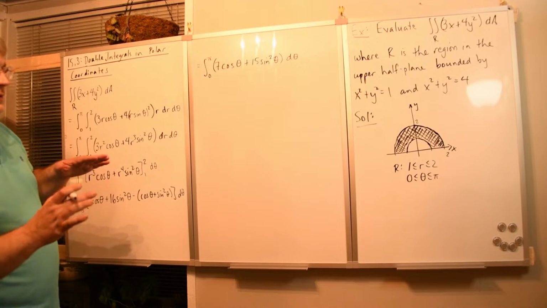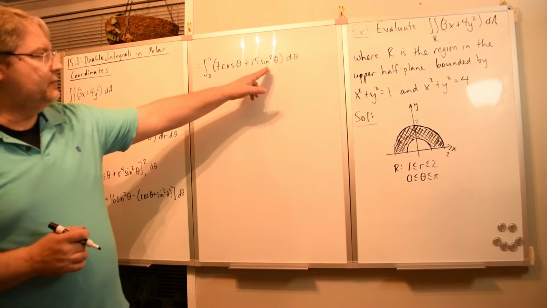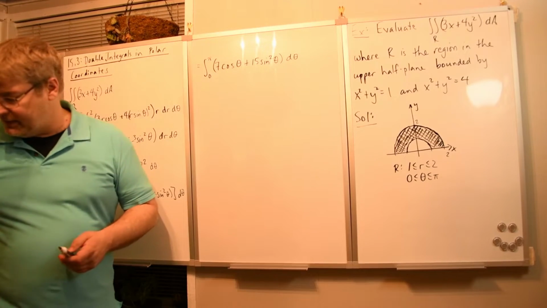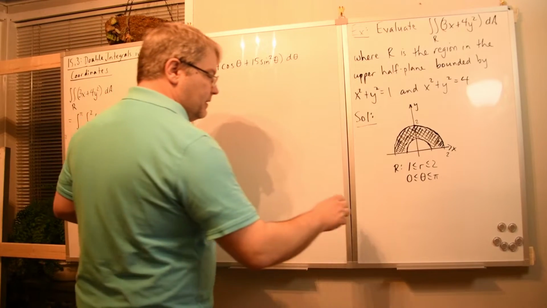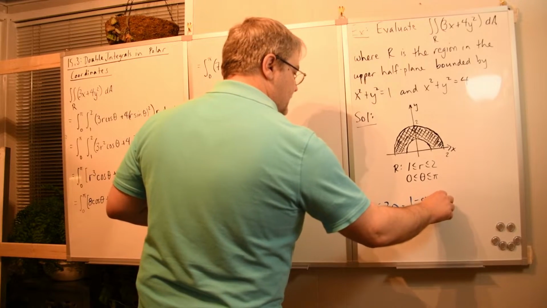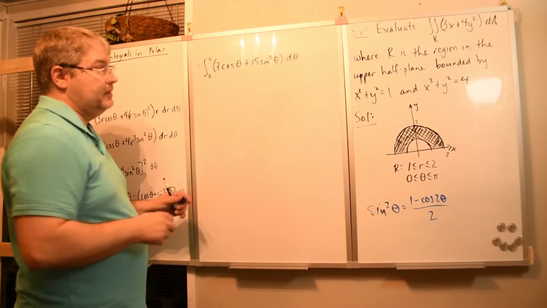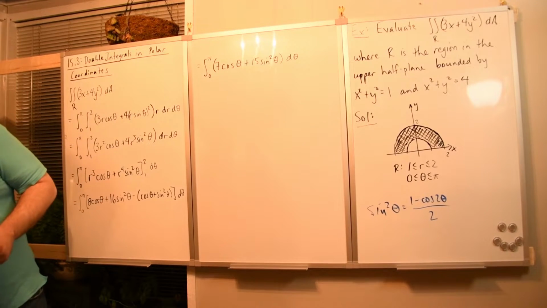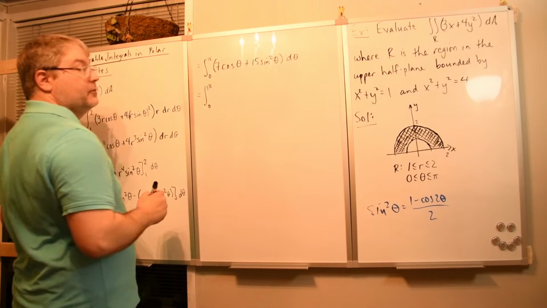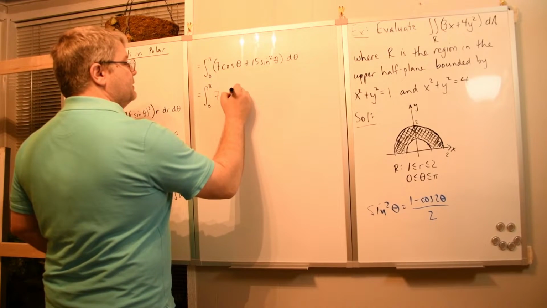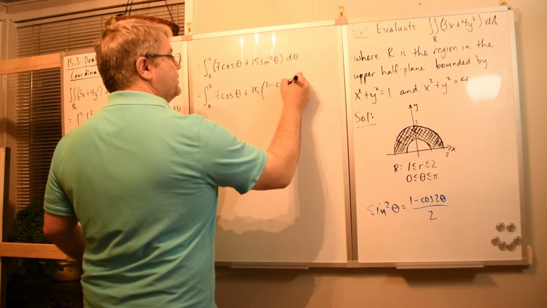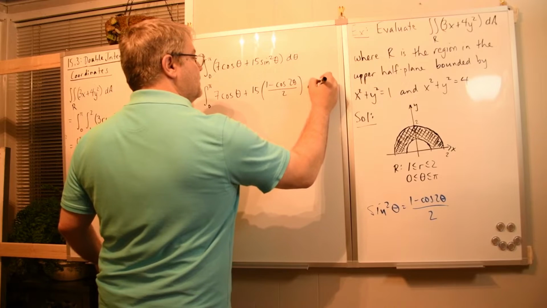It does require us to start thinking about how we can change this form. But we do have an identity, and that identity tells us that the sine squared of theta is the same thing as 1 minus cosine 2 theta divided by 2. So we're going to end up substituting that in for the sine squared theta. So we'll have the integral 0 to pi, 7 cosine theta plus 15 times (1 minus cosine 2 theta) divided by 2 d theta.